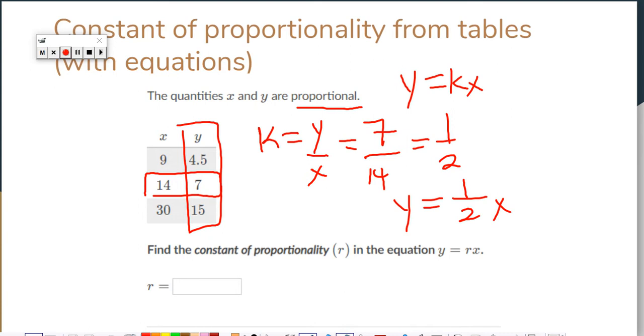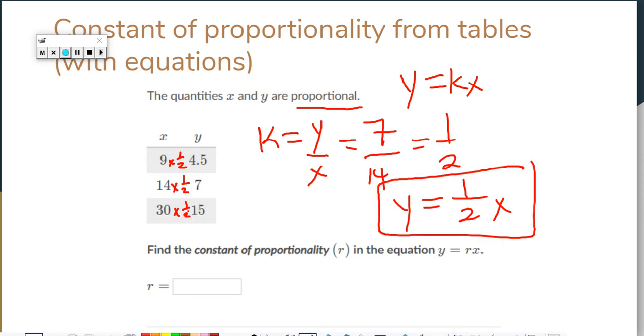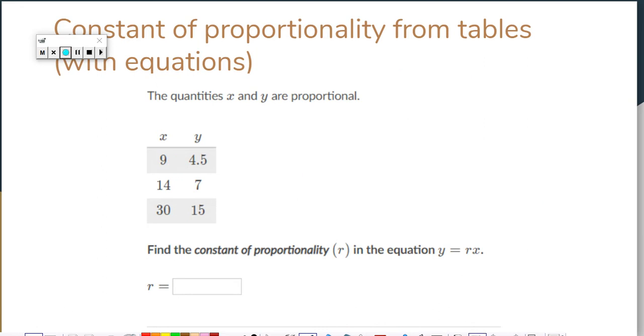And again, what that means is, for the entire table, if I take whatever x is and multiply by 1/2, I'm going to get y. So 9 times 1/2 is 4.5. 14 times 1/2 is 7. 30 times 1/2 is 15. That's what this is all about: just writing the equation that represents the table or the graph.